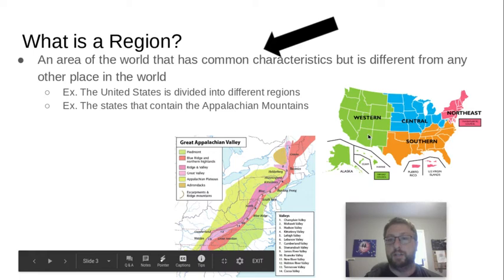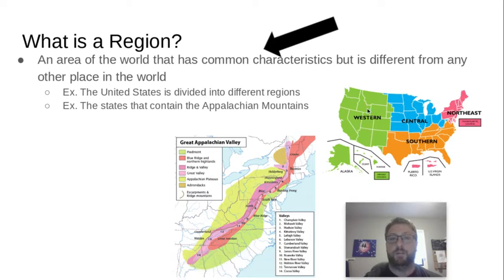Now we know out here in the West, there's the Rocky Mountains, and that would be a region too. So all the states here in green, well, maybe not all of them, but some of those states would be the Rocky Mountain region as well. They would be a region because they share that common characteristic of having mountains. And it makes it different because in the central and some of the southern and up here in some of the northeast, they won't have any mountains.